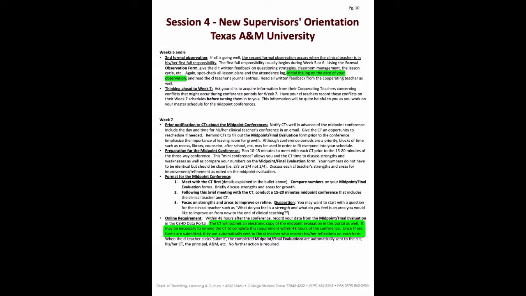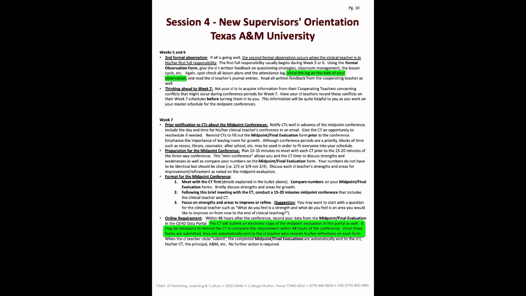Now, week 7, there is a reminder about prior notification to cooperating teachers about the midpoint conferences and a discussion about preparing for the midpoint conference. The format for the midpoint conference is discussed. This is a good review of details that were discussed earlier in this audio session. The online requirement for you and the cooperating teacher is also discussed again. It may be necessary to remind the cooperating teacher to complete this requirement within 48 hours of the conference.